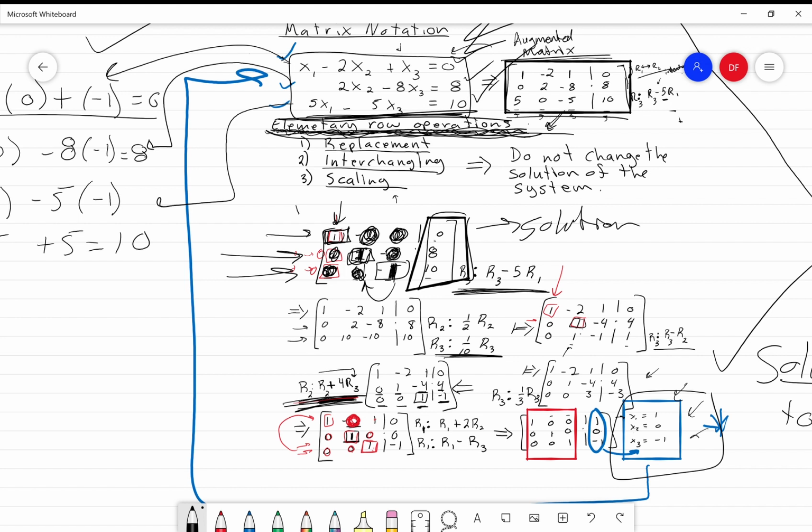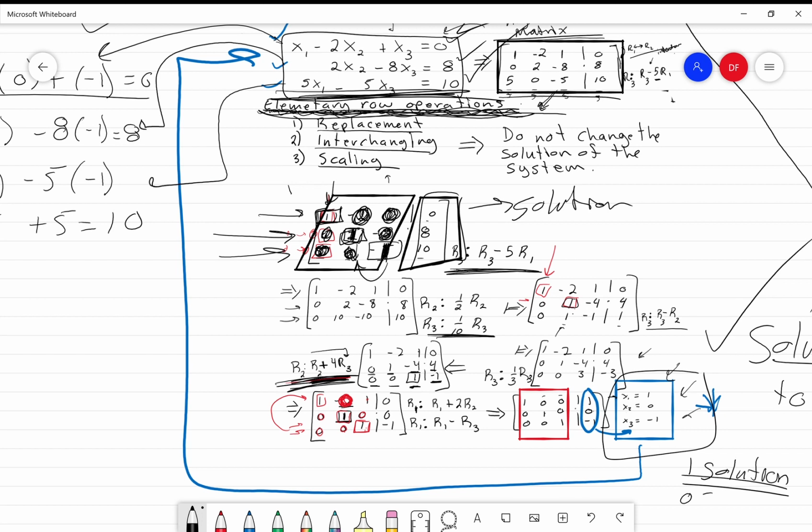But not all systems of linear equations can be made to look like this. We will see different examples. In this example, we had one solution. Some examples will give you 0 solutions, and some examples will give you infinitely many solutions. I'll explain how to use this method to find solutions of systems of equations no matter what they look like. Okay?